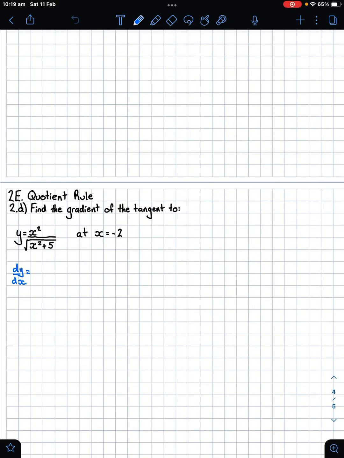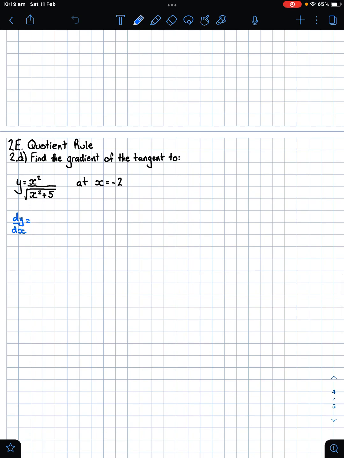So we've got a quotient rule problem here. I'm actually going to do this one. I've written dy/dx, but we're going to go in the other one. Our question is: find the gradient of the tangent to the function y equals x squared all over the square root of x squared plus 5, at x equals -2.